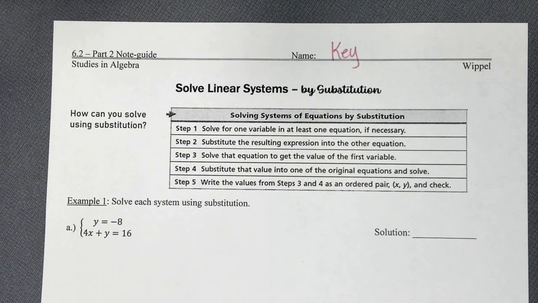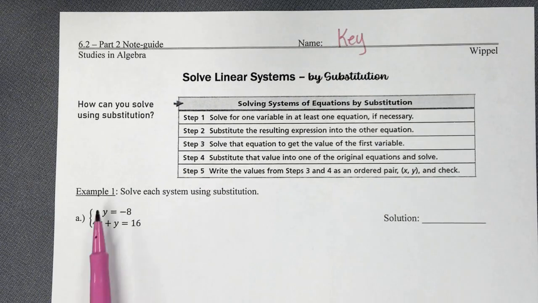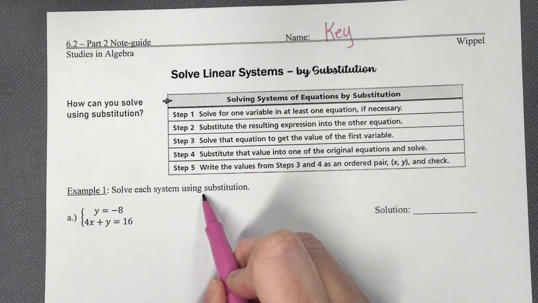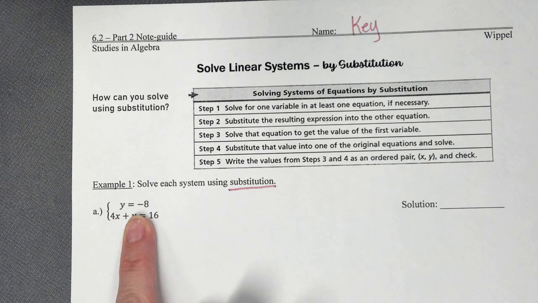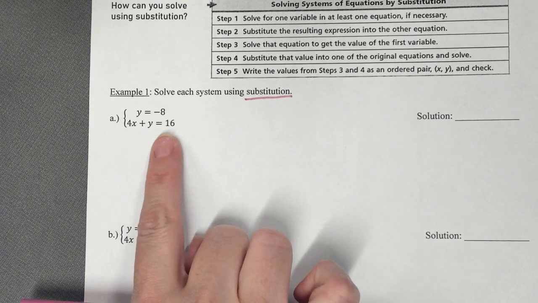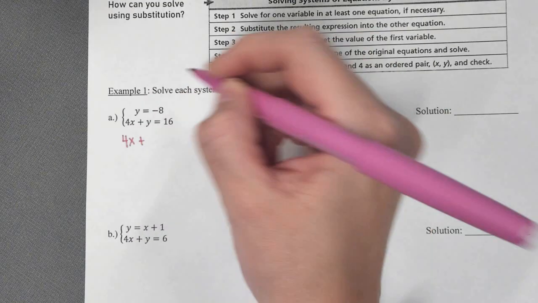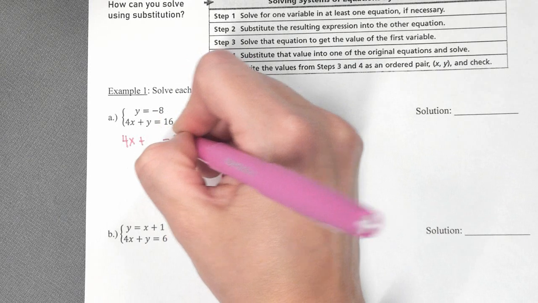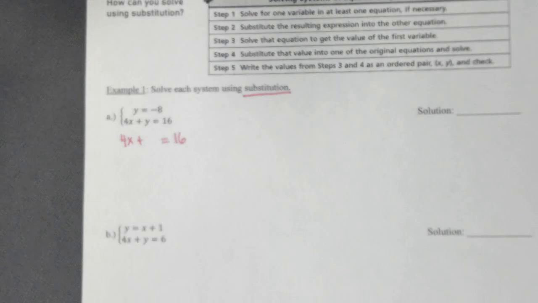Okay, so these are the steps for solving with substitution. For example 1, we've already done ones just like this, where y is negative 8. If y is negative 8, then you can just substitute it into this equation. So if you have 4x plus, instead of y, you're going to plug in what that is, and we're going to solve. I'm going to use just some color coding to show you.